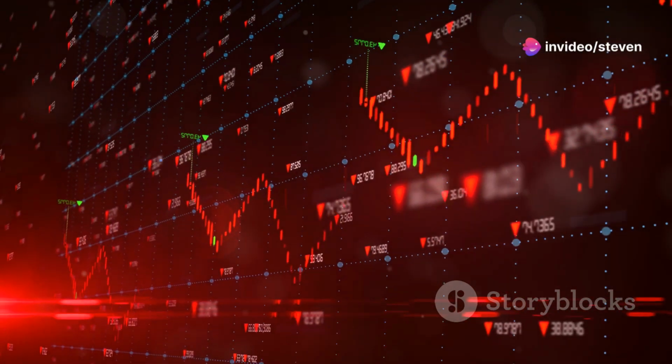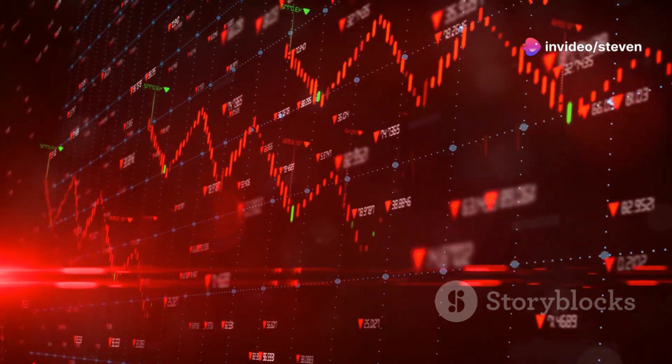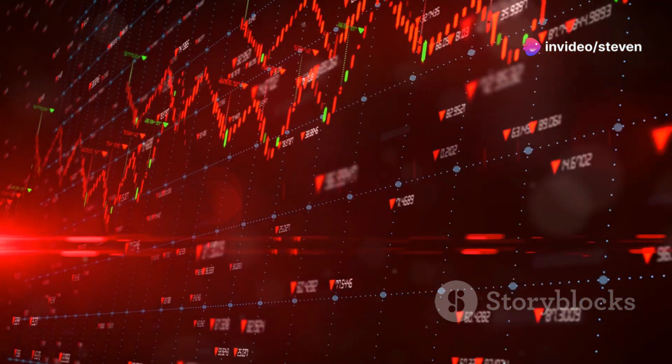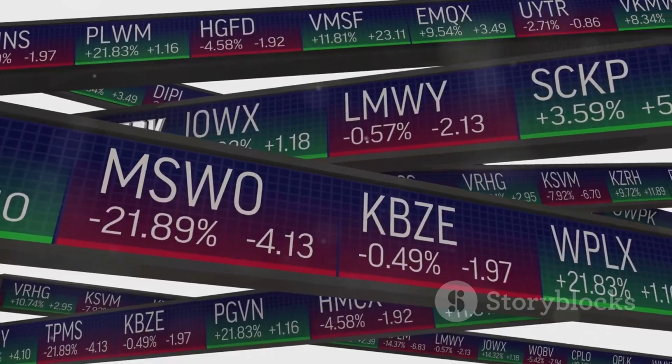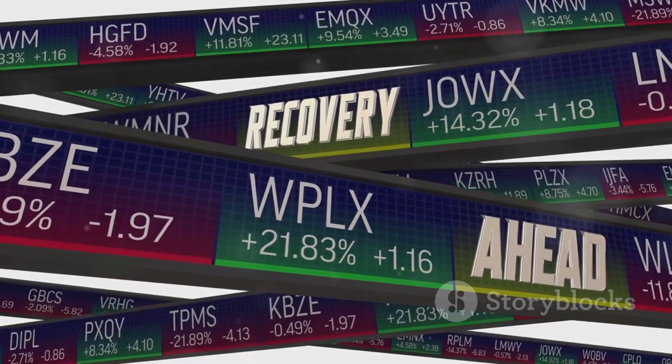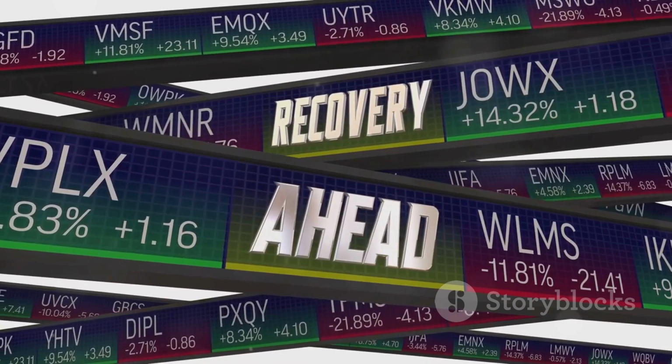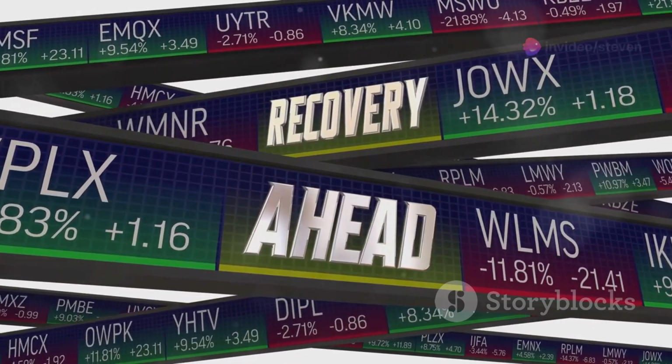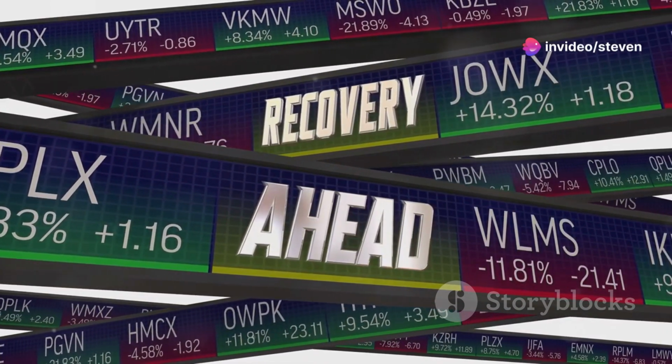The Federal Reserve, led by Alan Greenspan, responded by lowering interest rates to stimulate economic activity. By March 1991, the U.S. economy had officially entered a period of recovery, embarking on what would become the longest economic expansion in American history.